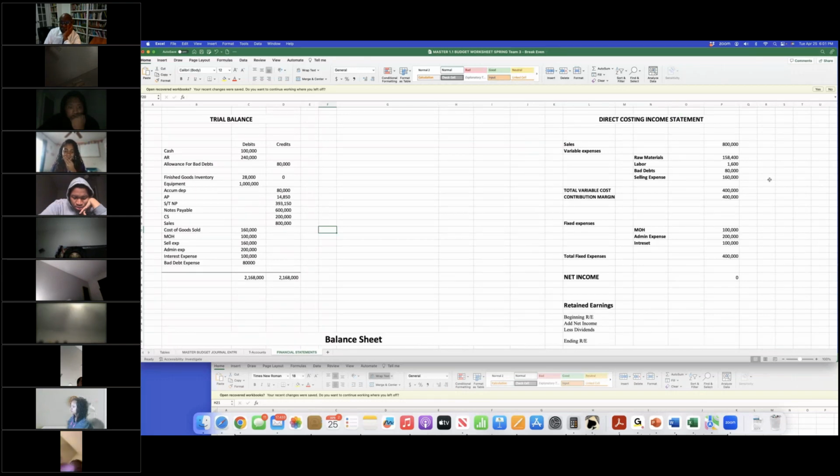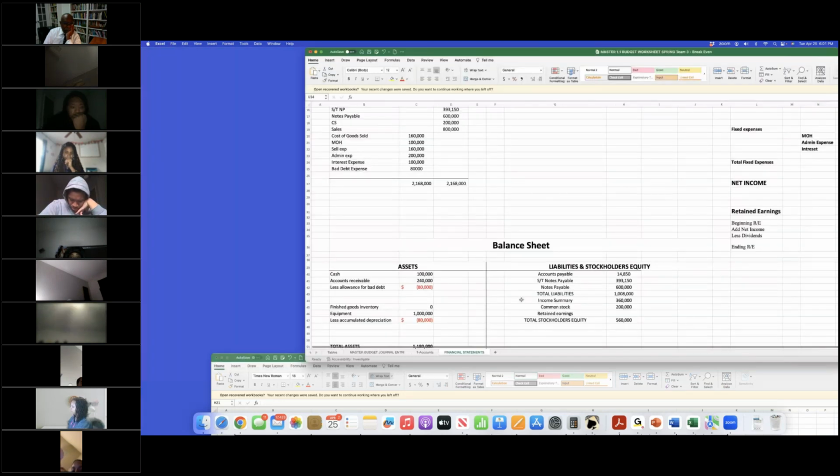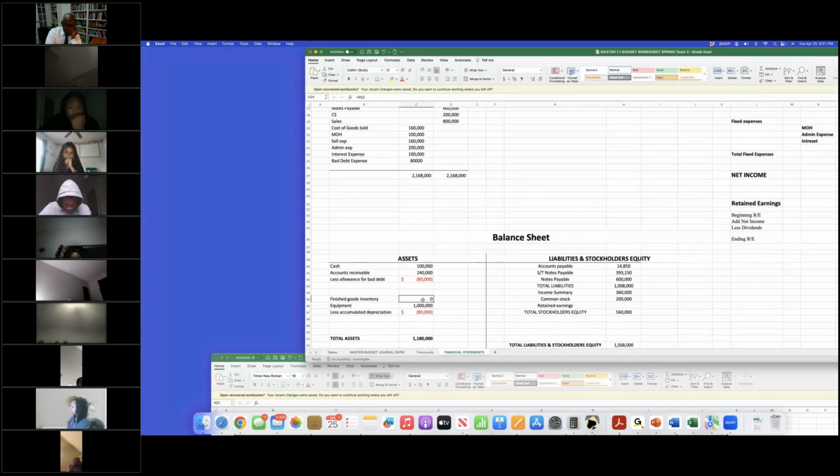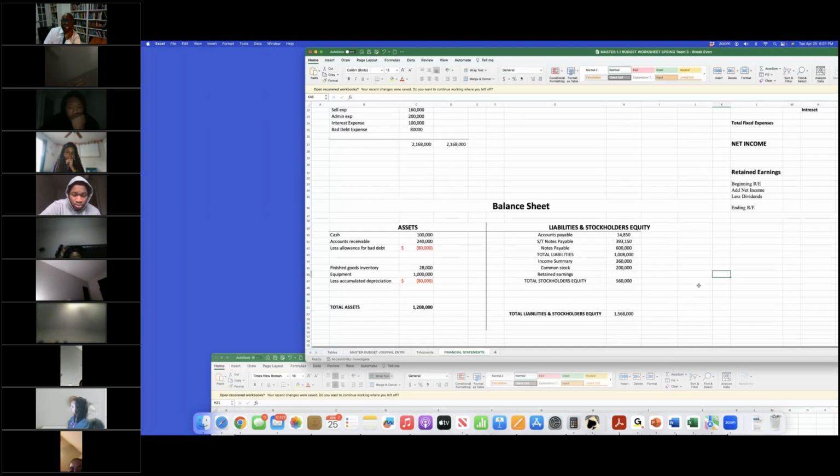Dr. Boyd, I got a question for you. If you go down to the balance sheet, if you put the $28,000 in, you don't put income summary in there, correct? Nope. Once you put that 28,000 in, you get rid of the income summary, it'll balance. So what did you put income summary here for in the first place? I had it on one of my other problems.